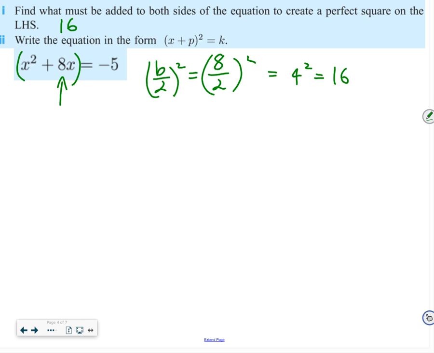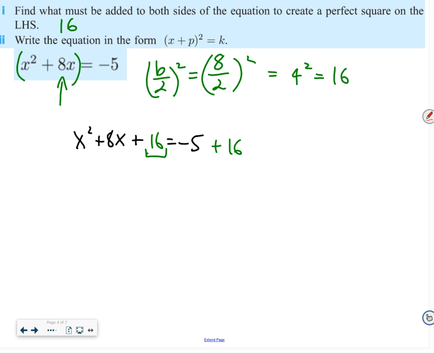Write the equation of the form x plus p squared equals k. So I'm going to have x squared plus 8x, and I'm going to add this to both sides, plus 16 on the right side, and then this was equal to negative 5. I just added and introduced this piece. Just like when we solve equations, sometimes we add things to both sides to get them equal to 0. Here we're adding to both sides so we have the tools to make it a perfect square.